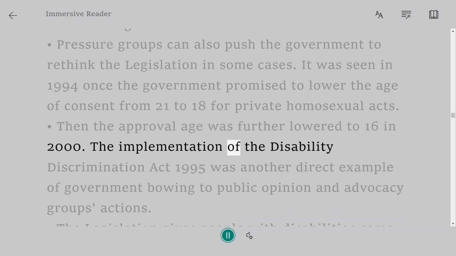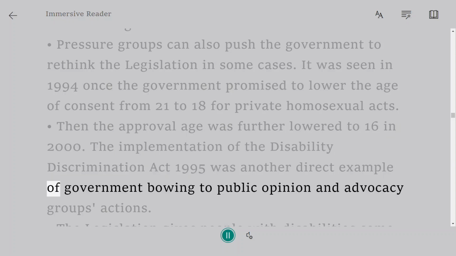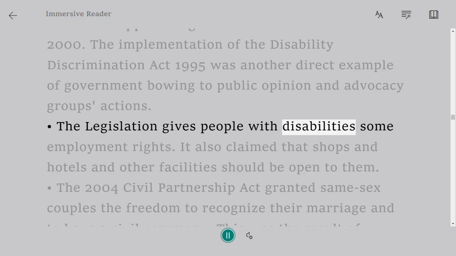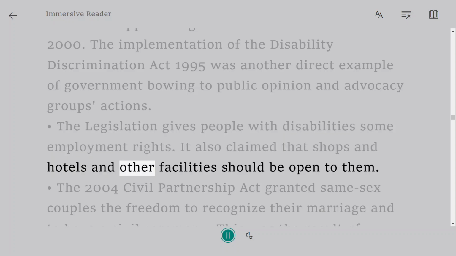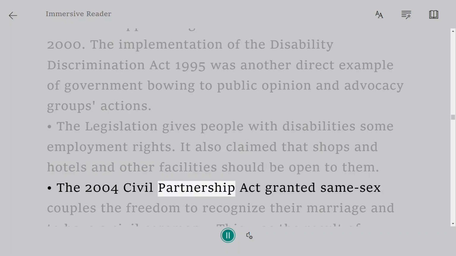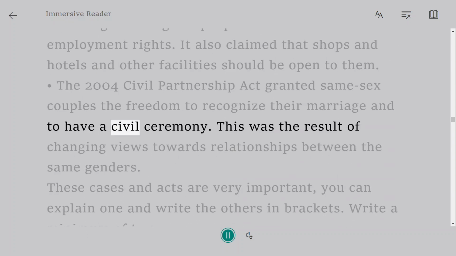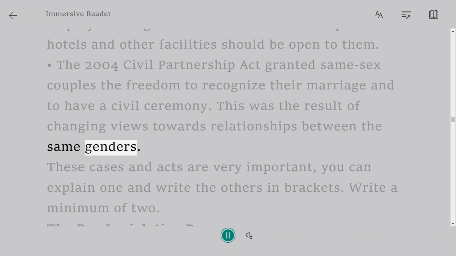The implementation of the Disability Discrimination Act 1995 was another direct example of government bowing to public opinion and advocacy groups' actions. The legislation gives people with disabilities some employment rights. It also claimed that shops and hotels and other facilities should be open to them. The 2004 Civil Partnership Act granted same-sex couples the freedom to recognize their relationship and to have a civil ceremony. This was the result of changing views towards relationships between the same genders.